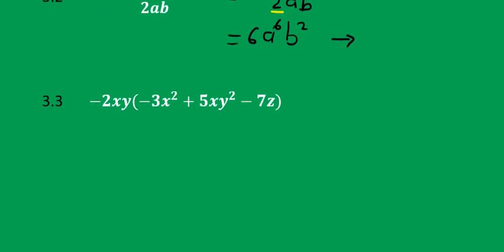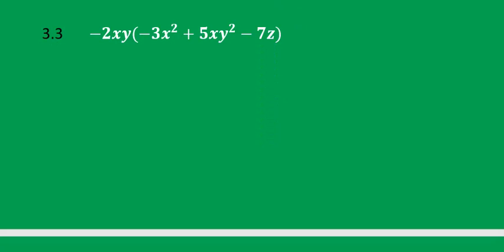All right, for 3.3, we use the distribution rule. Now, the distributive rule states that if you've got a term outside the bracket, you need to multiply that term by all the terms inside the bracket. All right, that's the distribution rule. Okay, so you will first multiply this term by the first term. All right, so let's look at that.